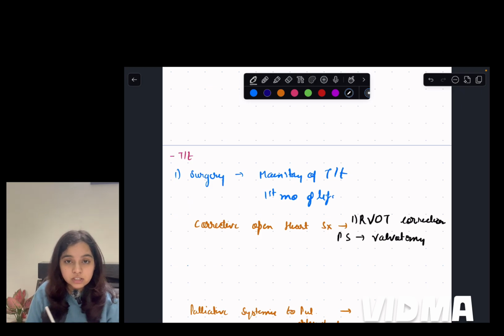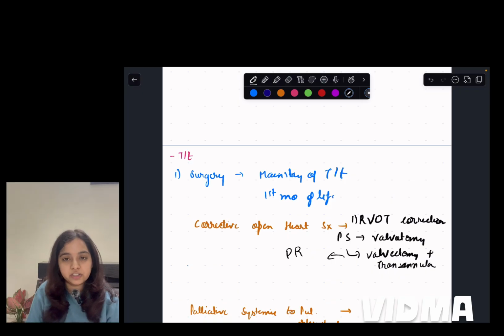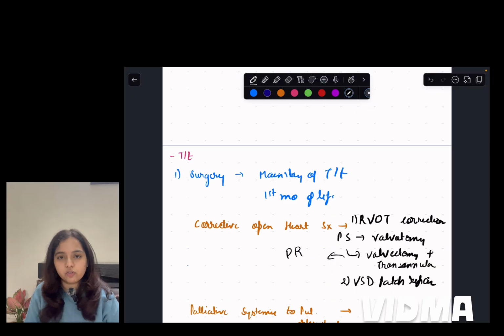But if the pulmonary annulus is also involved, then we have to do valvectomy, remove part of the valve, and then do the transannular repair. Now, the problem with this is when you do the valvectomy and transannular patch repair, it will lead to the complication of mostly pulmonary regurgitation. So that is why we don't want to do that, right? And the earlier you do the surgery, there will be less chances of doing this transannular patch repair. That is why we prefer to do the surgery early. Second is this VSD patch repair. This is what we do in the corrective open heart surgery.